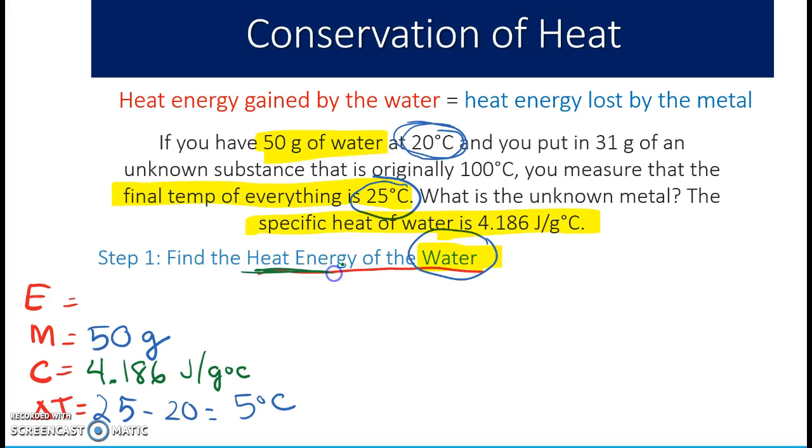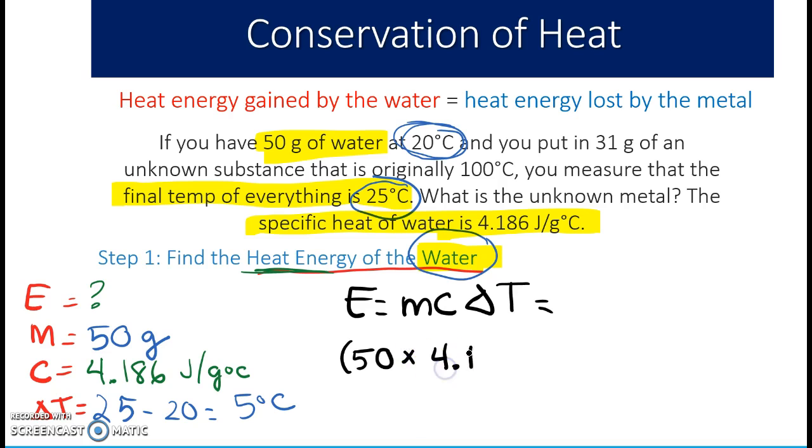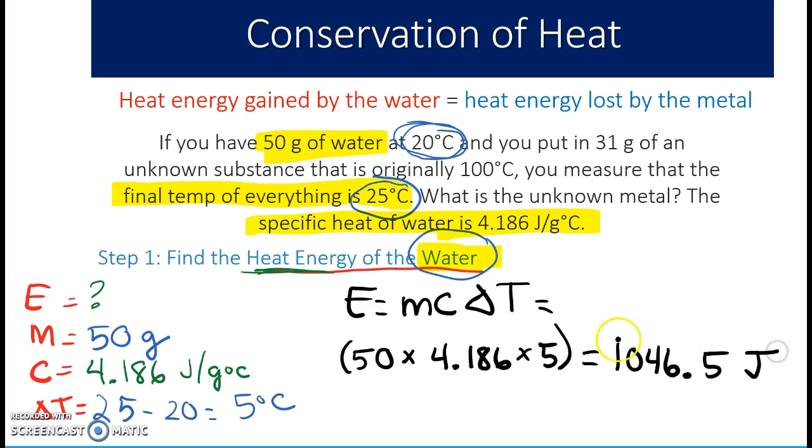So I'm first going to find the heat energy. So E is my unknown. I'm going to use the equation E is equal to mc times delta T, change in temperature. So I'll plug in all 3 numbers that I'm given, 50 times 4.186 times 5, and I get 1046.5 joules. So that is step number 1, finding the heat energy of the water.